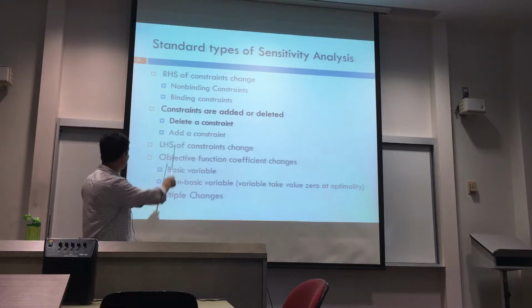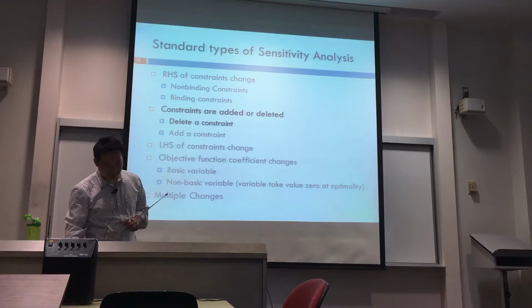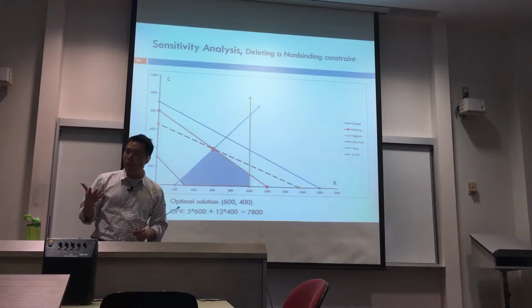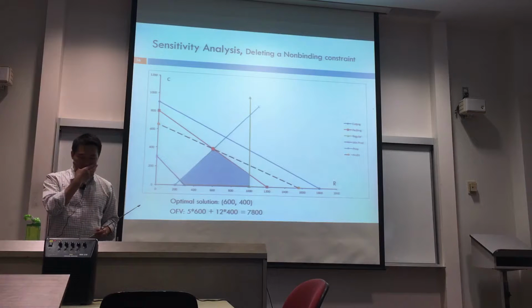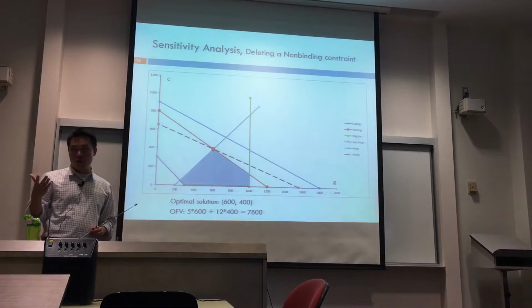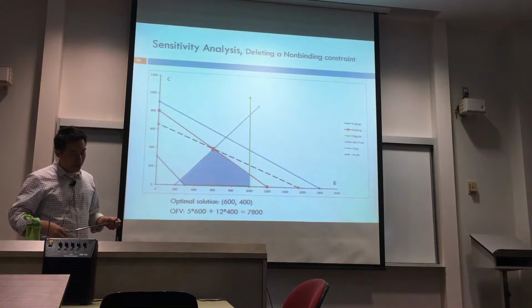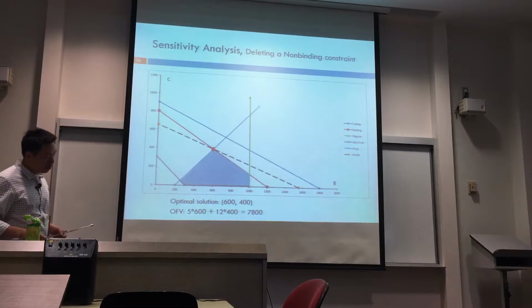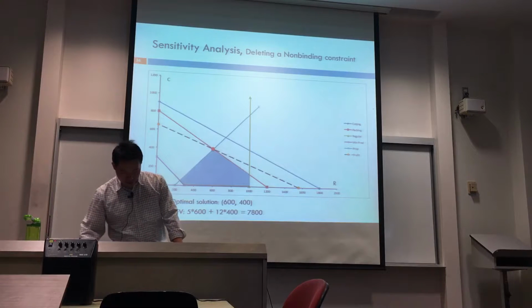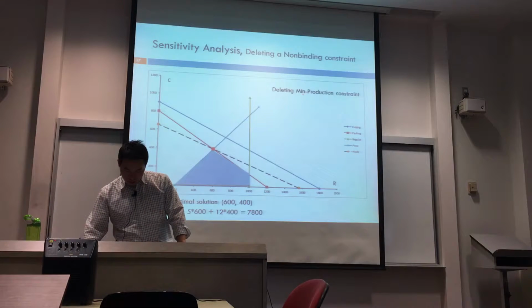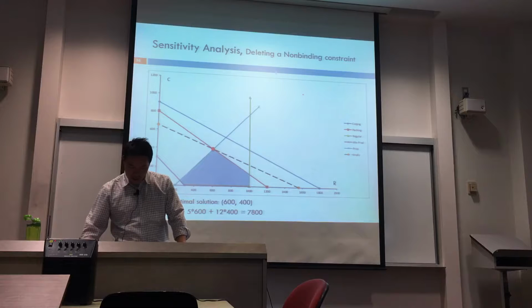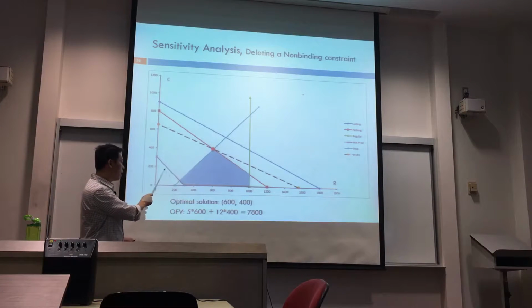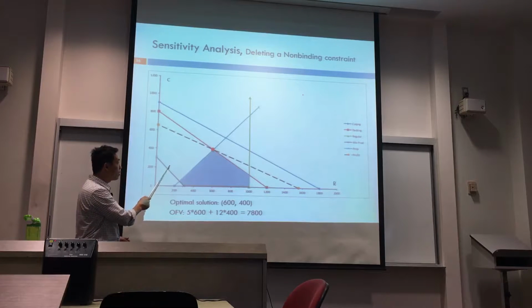So we have a number of things to cover. Sometimes you may have a new constraint, right? Or sometimes you may delete a constraint, right? How will that change your optimal solution? So here is deleting a non-binding constraint. This is a constraint which is not binding, right? What if we delete it?